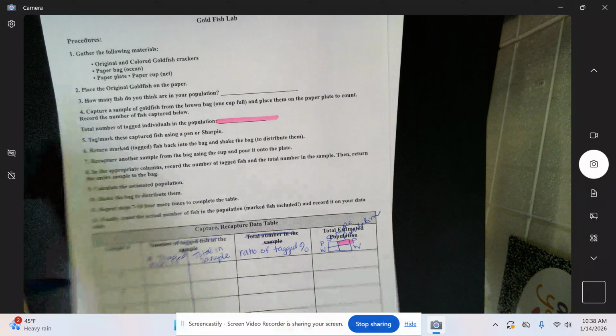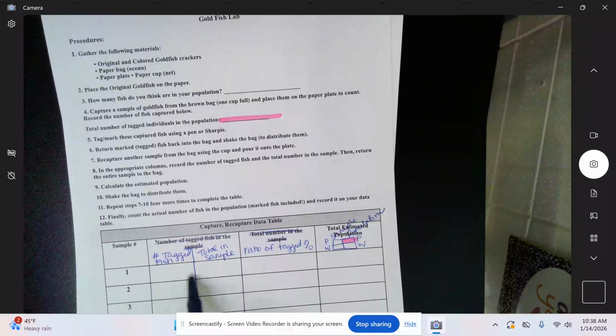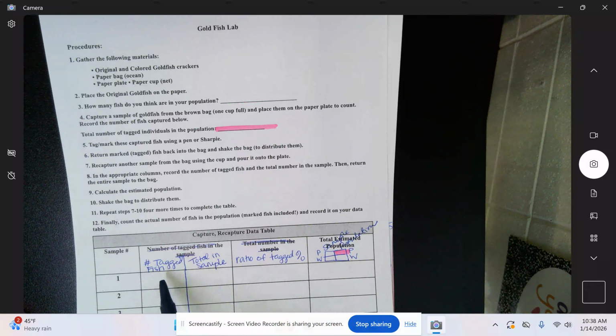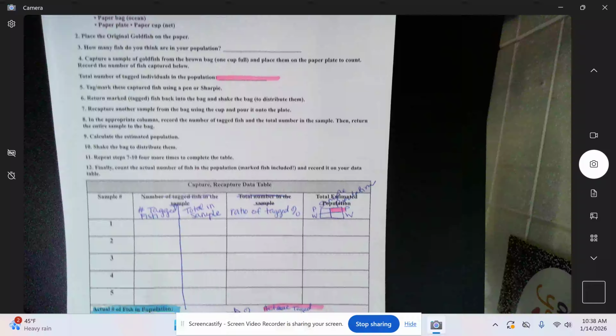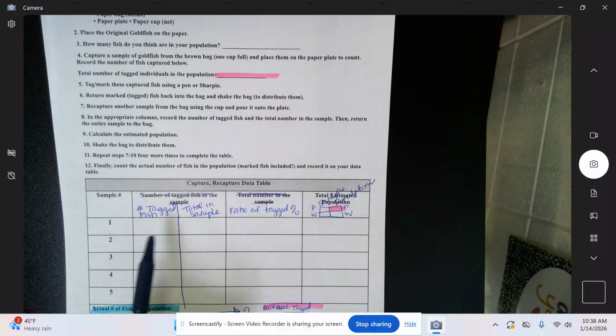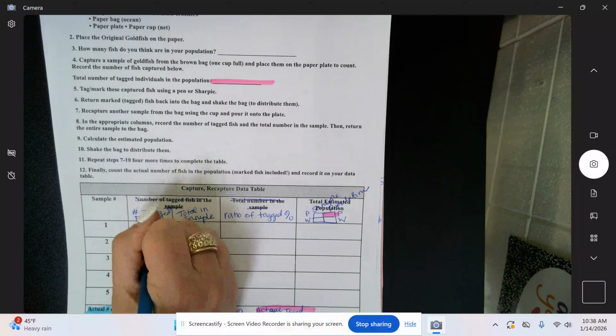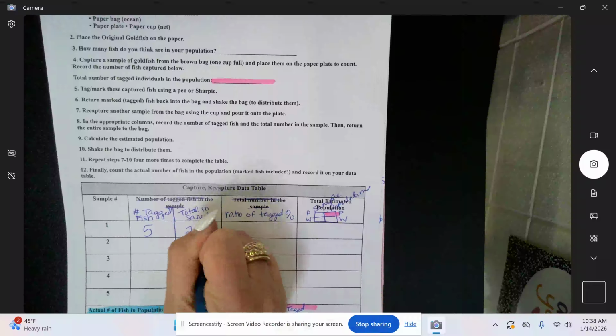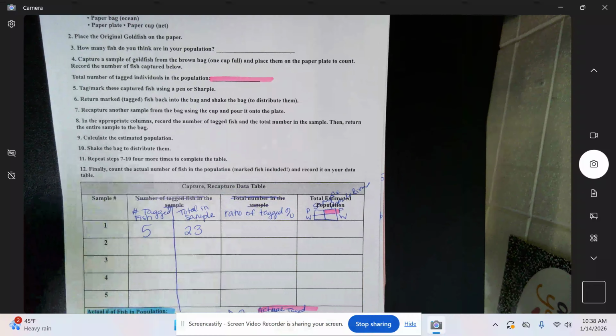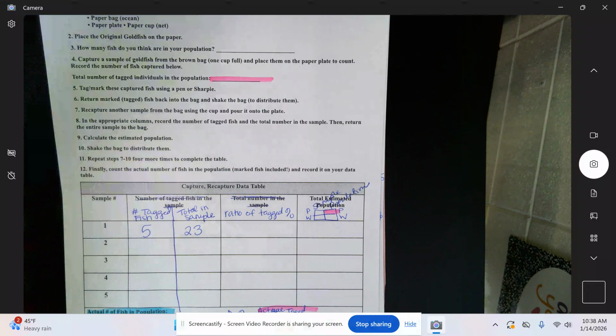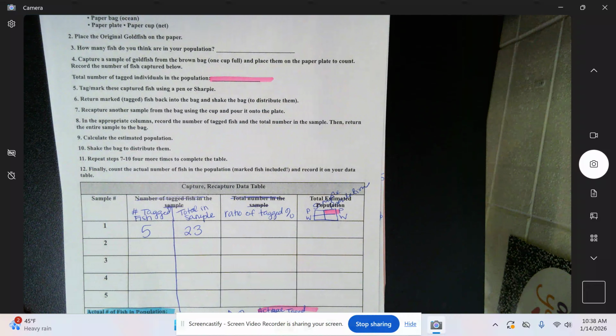So right here, how many were tagged, and then how many total fish did you catch? Including the tag, the total amount of fish, tagged and not tagged. So like, I could say I have 5 that were tagged and 23 in all. Then you're going to return your fish back to the water, and you're going to do it all over again. And you're going to do that a total of 5 times.